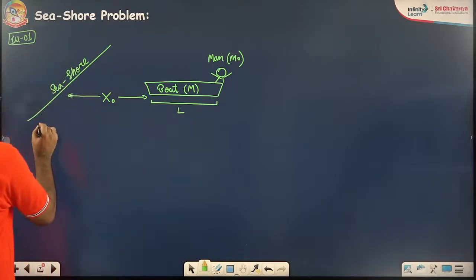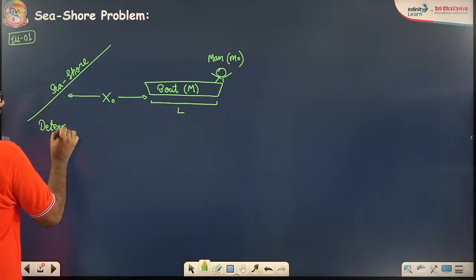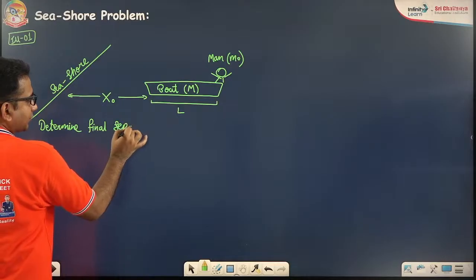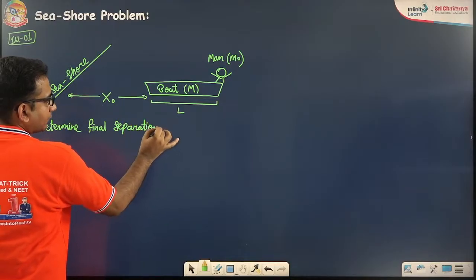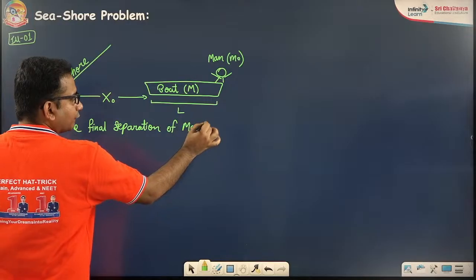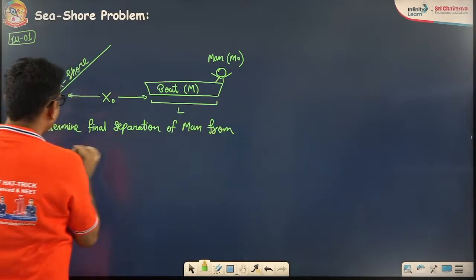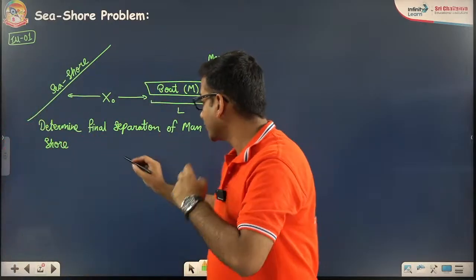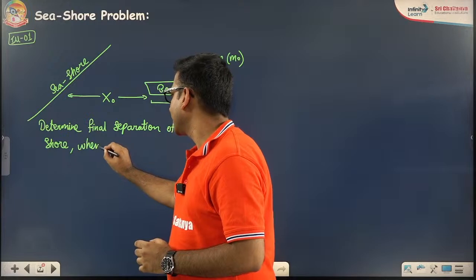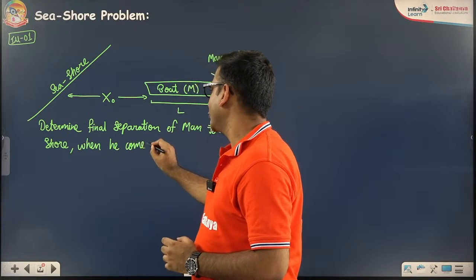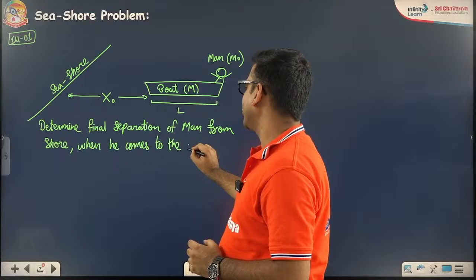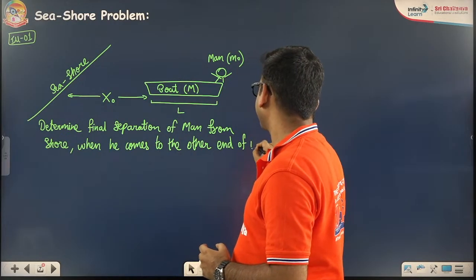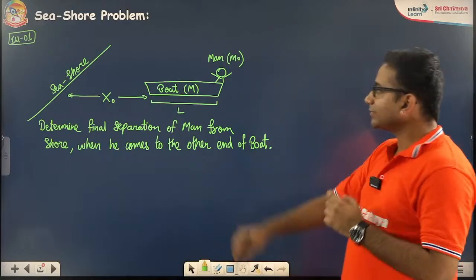Examiner is asking, determine the final separation of the man from the shore when he comes to the other end of the boat. All right. That is the problem statement.